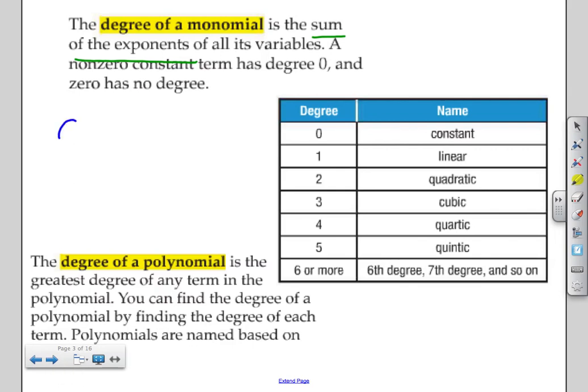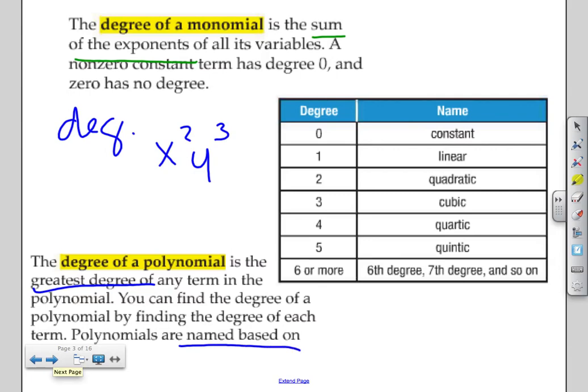So the degree of a monomial, x squared y cubed, right? And that would be the sum of those exponents. The degree of a polynomial is the greatest degree of any one term. Okay? And polynomials are named based on their degree. So if it has 0 degrees, it's a constant. And an example of a constant would be 4, or any number.